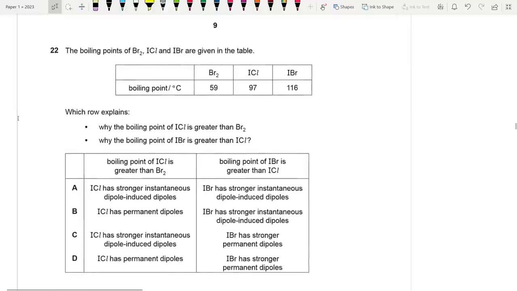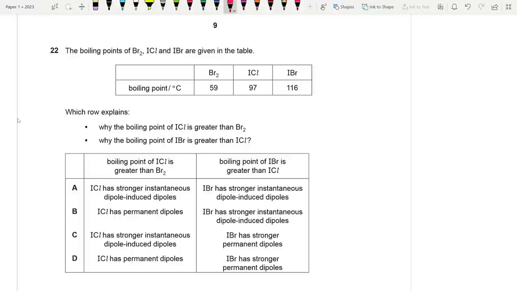The boiling points of bromine, ICl, IBr are given in the table. Which row explains why the boiling point of ICl is greater than Br2, and why the boiling point of IBr is greater than ICl? Okay, so here you guys gotta understand that only the intermolecular forces of attraction determine your melting and boiling points. If you think about it this way, bromine doesn't have a permanent dipole. It can only have instantaneous dipoles, but ICl on the other hand has permanent dipoles, right? Because there's a difference in polarity.